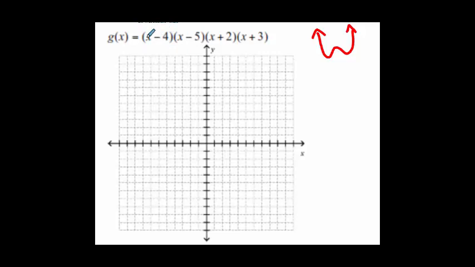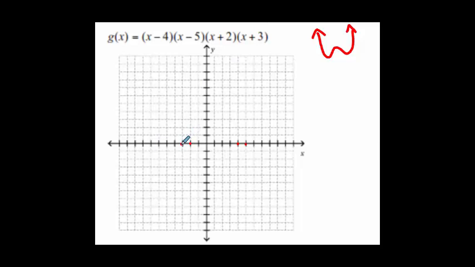So 4 makes it 0. So we cross a 4. 1, 2, 3, 4. Positive 5 makes it 0. So we cross it. Positive 5. And then here we got negative 2. And here we got negative 3.